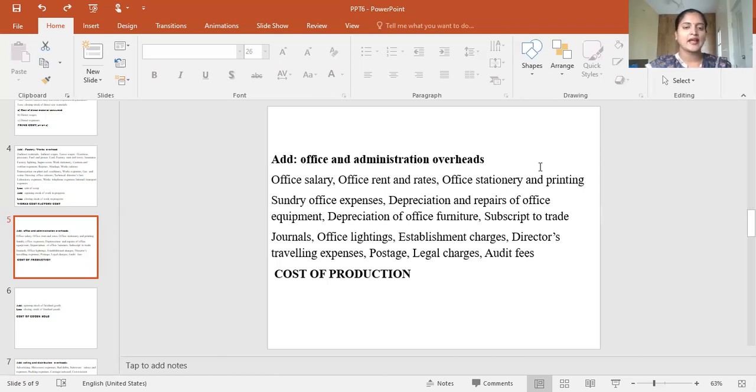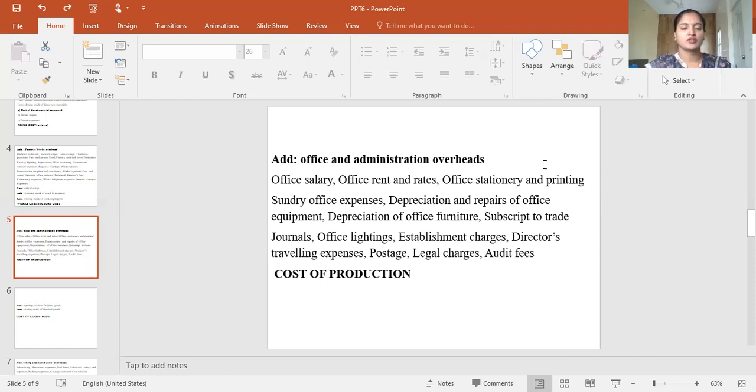See, in the earlier slide I showed you the factory and the depreciation of factory. The name itself indicates that in the factory you have a depreciation, so you have to take it into the factory there. But here, depreciation of office furniture indicates the office, so you have to take it into the office only.